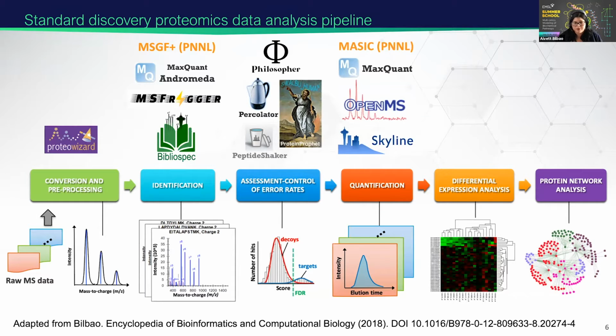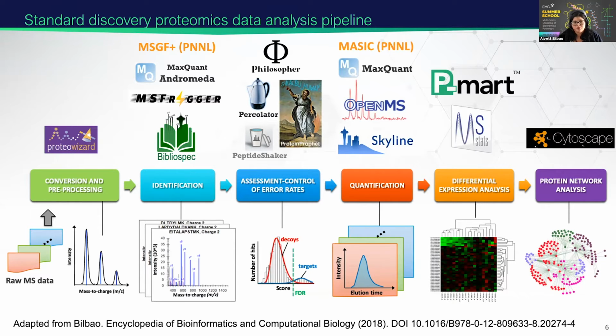There are other tools to perform quantitation depending on whether it's isotopically labeled, with mass tags, or label free. And then we have tools to perform further statistical analysis like PMART and MSstats, and then other tools to perform network analysis like Cytoscape.